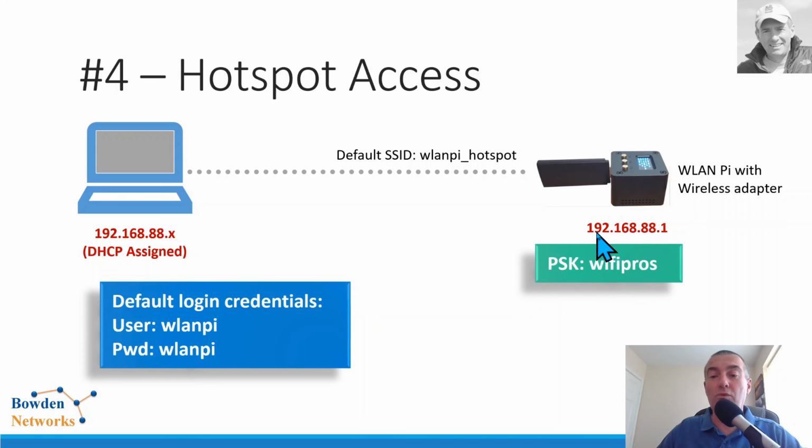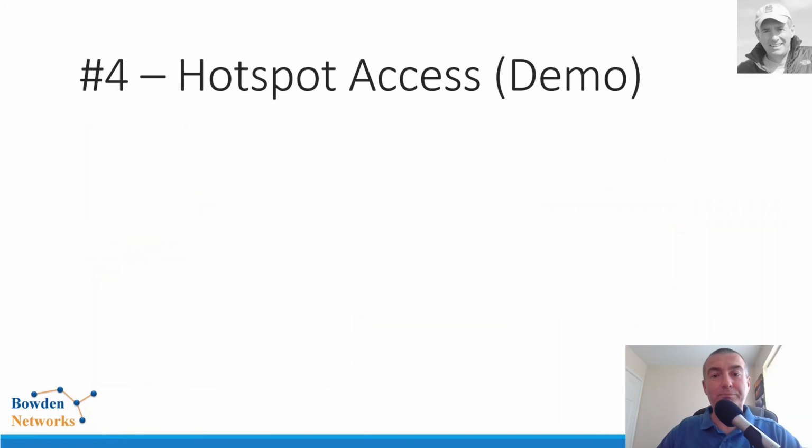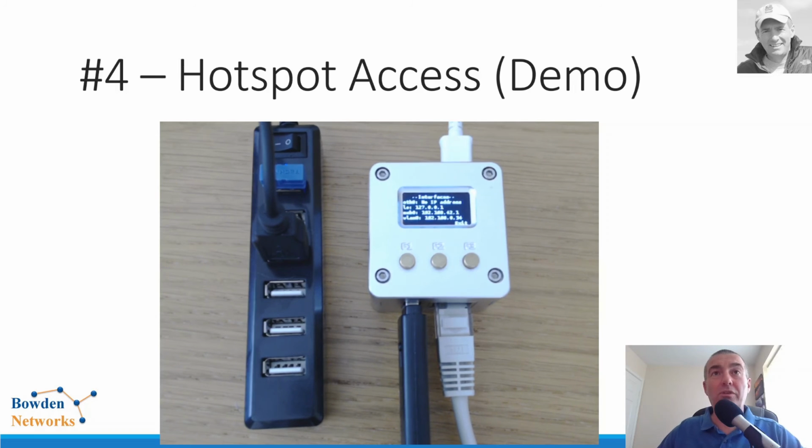The WLANPi itself will get an IP address of 192.168.88.1 on its WLAN interface, and the laptop will get a DHCP assigned address from the WLANPi, it'll be a 192.168.88.x address. So we'll just run through this fairly quickly now. I think this one's fairly straightforward and self-evident. It's going to bring my WLAN Pi back. So what we've got to do here is change the mode of the WLAN Pi itself.